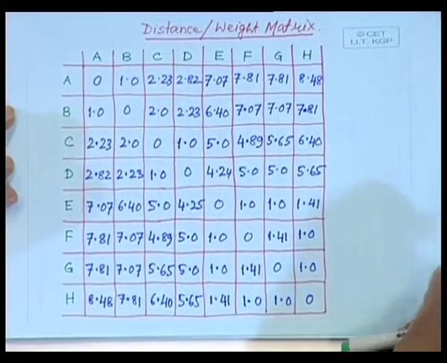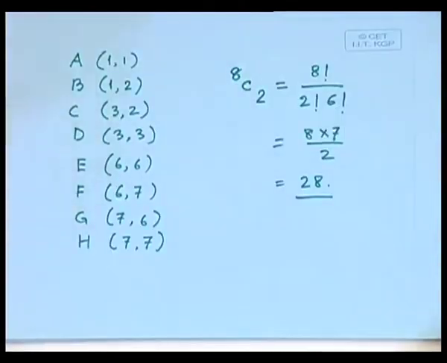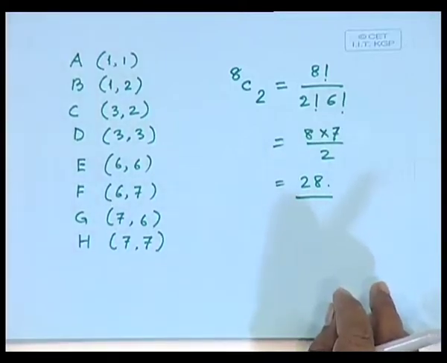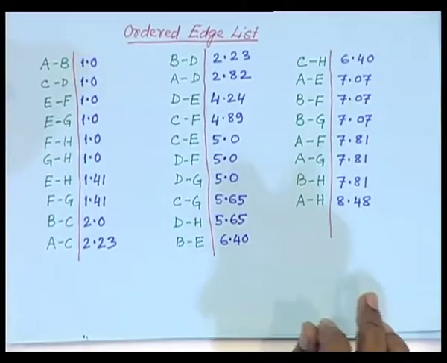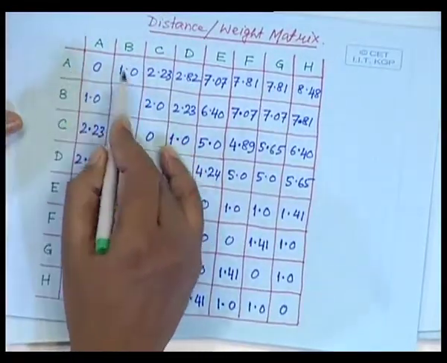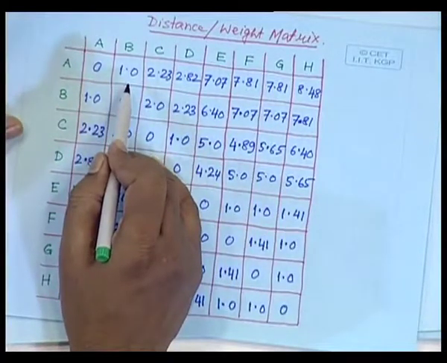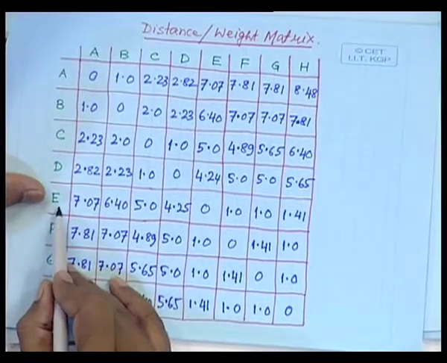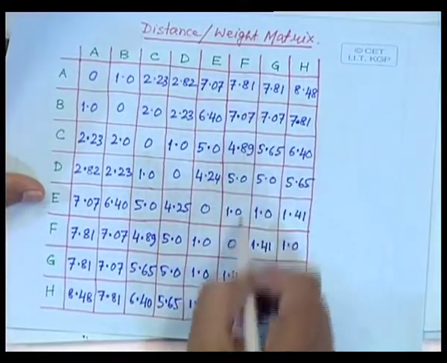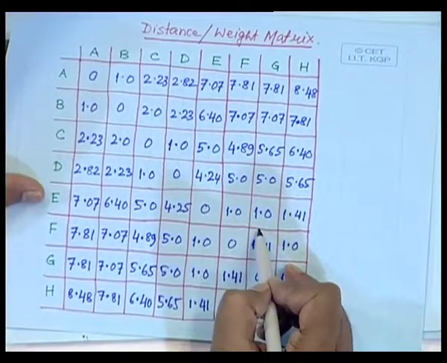And once I have this weight matrix, from it I can find out the ordered list of the edges, put in ascending order of weights. As I said, the weight between these two vertices A and B is 1.0, and when you look at this weight matrix you find that this is the minimum weight. Similarly, I will have other edges where the weight is also 1.0. For example, the edge between E and F also has a weight of 1.0, and the edge between E and G also has a weight of 1.0.